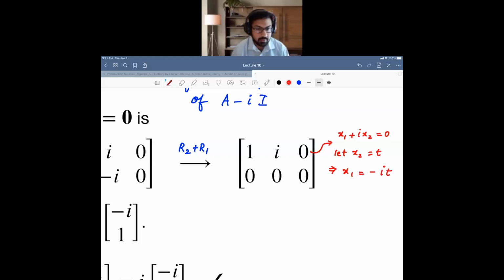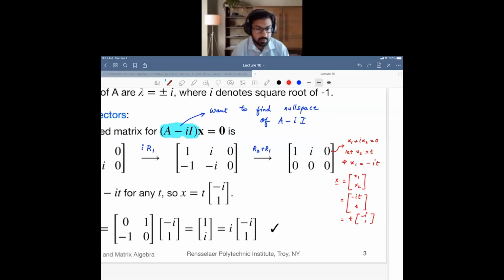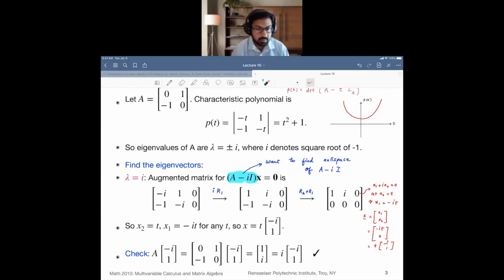For the solution set x, which is going to be x1 and x2, I can say that this is going to be t times negative i and t. If I pull out that t up front, what do I get? I get t times negative i and 1. So that's what I'm writing over here. Let x2, your remaining variable, be some arbitrary value t. Then you get x1 to be negative i.